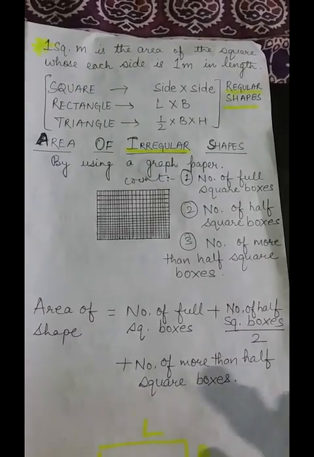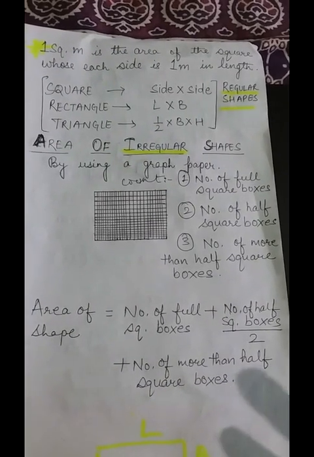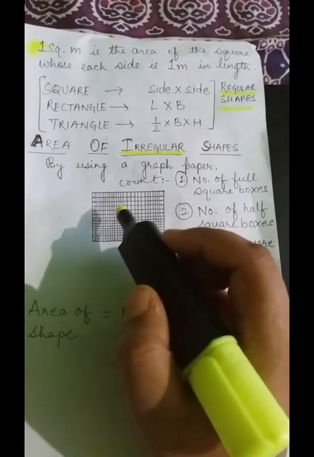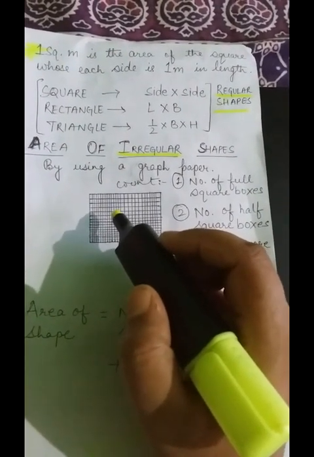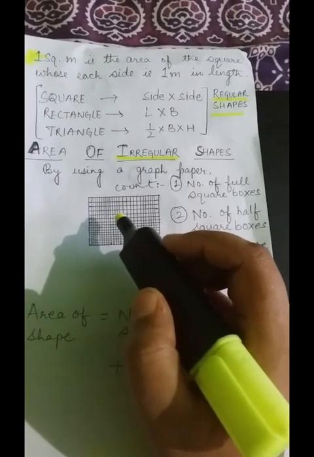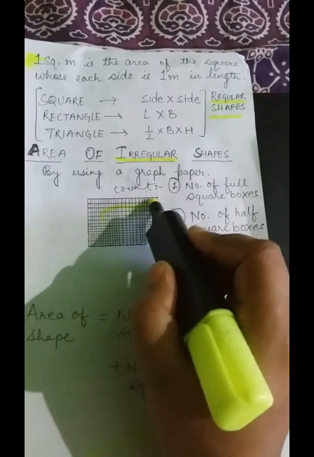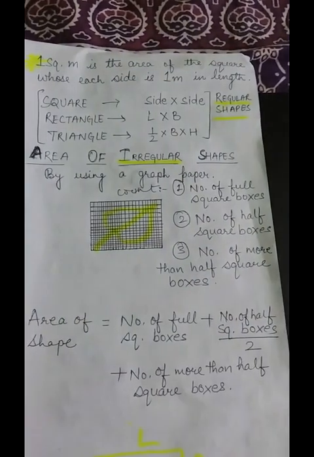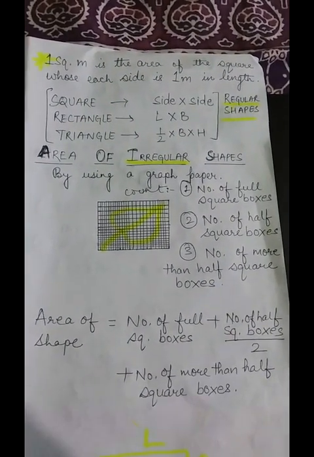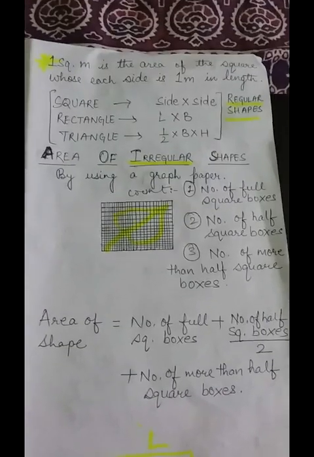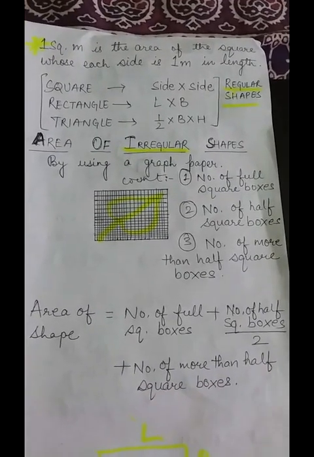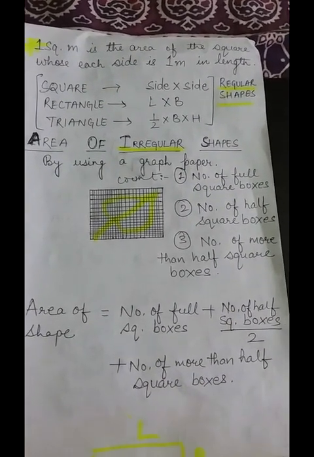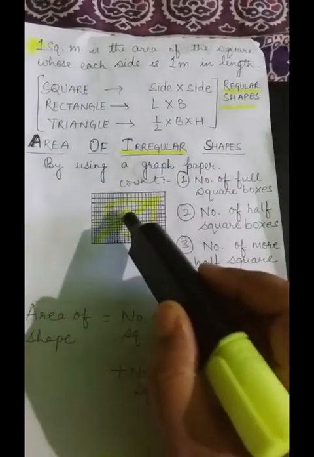Now how to find the area of an irregular shape? It is found by using a graph paper. So if you come to your page number 4 and activity number 1, you will see that there is a leaf given to you, and you have to find the area of this leaf. This leaf is an irregular shape because it does not have a proper or definite length or breadth. So how will we calculate its area? First, we will count the number of full square boxes covered by this curve.